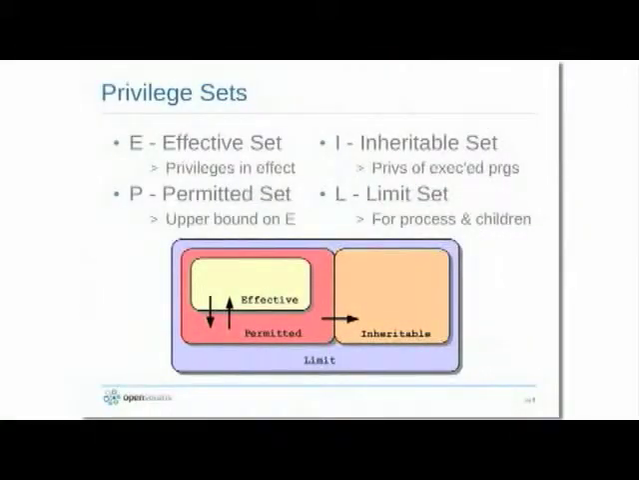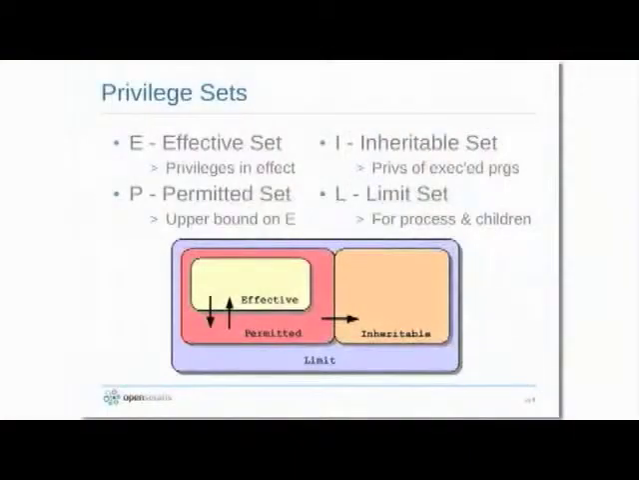The permitted set is an upper bound on everything the effective set can contain. So the effective set is always a subset of the permitted set. And in the next slide, I'll talk about why that's a useful thing, to allow us to turn privileges on and off in the effective set. The inheritable set is what gets used when this program execs a new program. That's the set of privileges that will be the initial permitted and effective set of the new program.